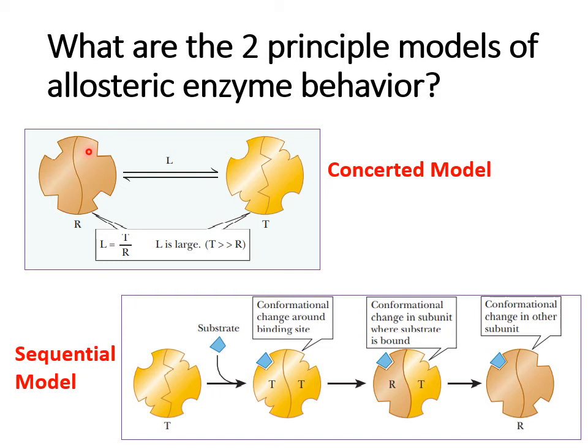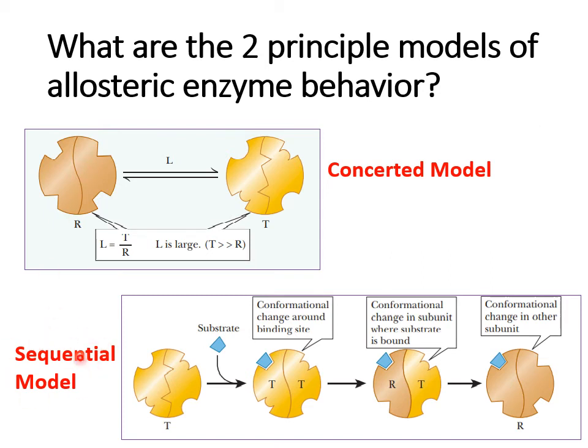In the concerted model, the main aspect of this model is that the conformations of all subunits change simultaneously. So in this figure here, you'll notice that if you have an enzyme that's in the R conformation, both subunits of that enzyme are in the R conformation, and both subunits change to the T conformation at the same time, and vice versa. If it's T conformation, both subunits are T, and they both change to the active R conformation at the very same time.